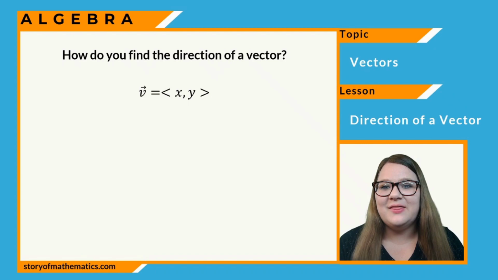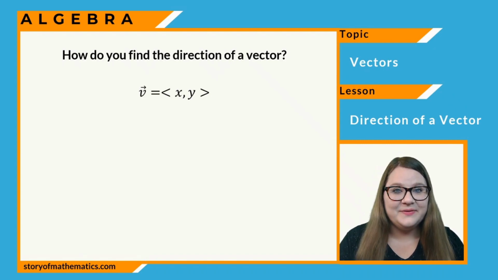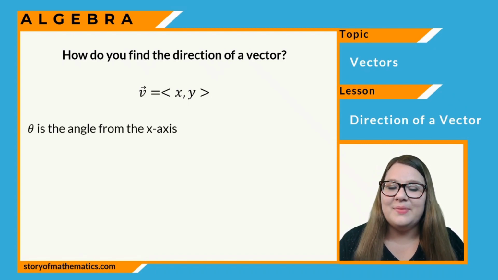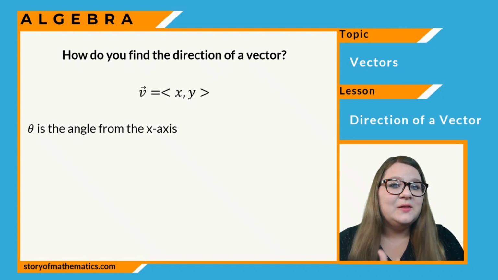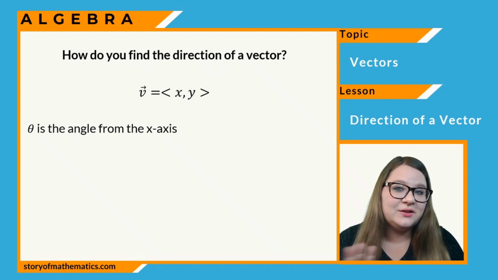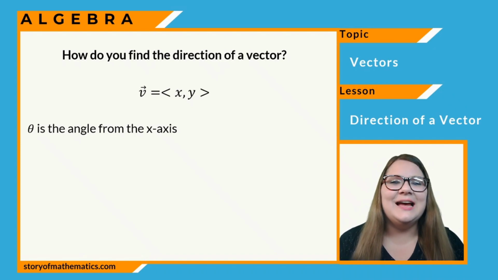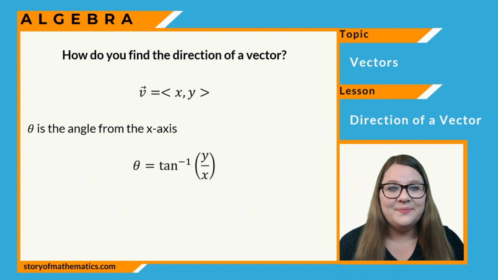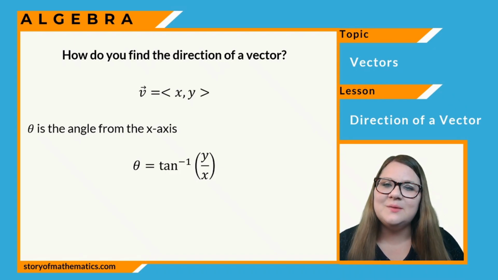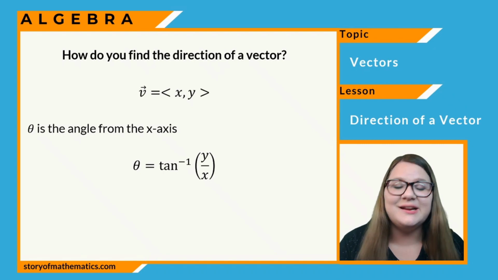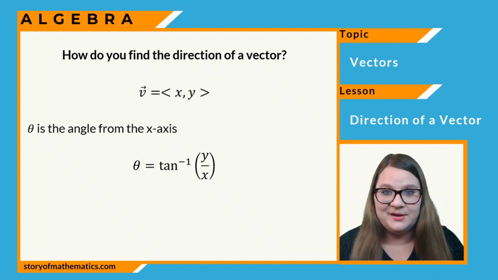So let's say that our vector is xy. Then theta is the angle from the x-axis, not necessarily the positive x-axis, but just the closest x-axis location. And so in order to find that theta, we're going to take the inverse tangent of y divided by x. Notice that y is the vertical component of the vector and x is the horizontal component of the vector.